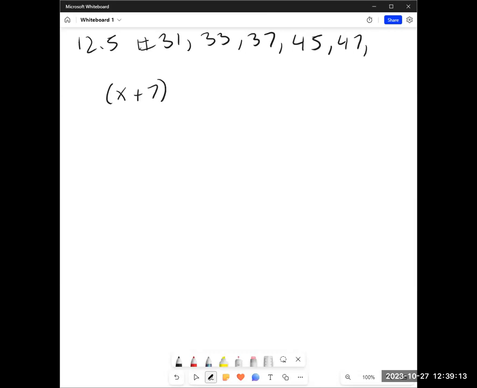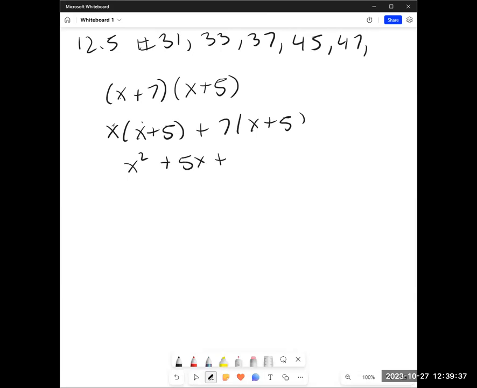First problem is x plus 7 times x plus 5. When we multiply like this, one of the ways that we can look at this is x times x plus 5 plus 7 times x plus 5. X times x is x squared plus x times 5 is 5x plus 7 times x is 7x. 7 times 5 is 35. Then we're going to combine our like terms that are in the middle here. 5x plus 7x is 12x plus 35. This is the standard way that internationally we would talk about this.